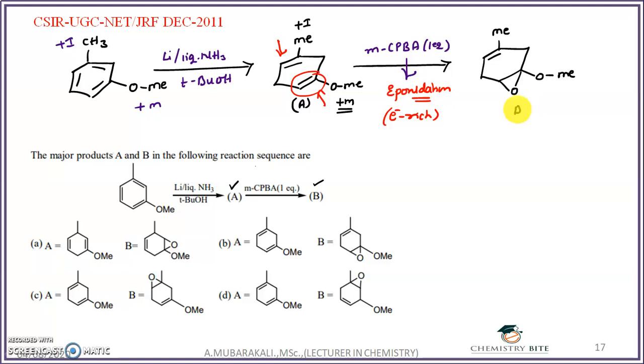So this is the product B. First of all, when you are reacting this with the Birch reagent, you got the product A here, and when I am reacting this with meta-chloroperbenzoic acid, I got the product B. You can see in the options which is the right answer. The right answer is B. A is this compound you can see, and B is this compound.